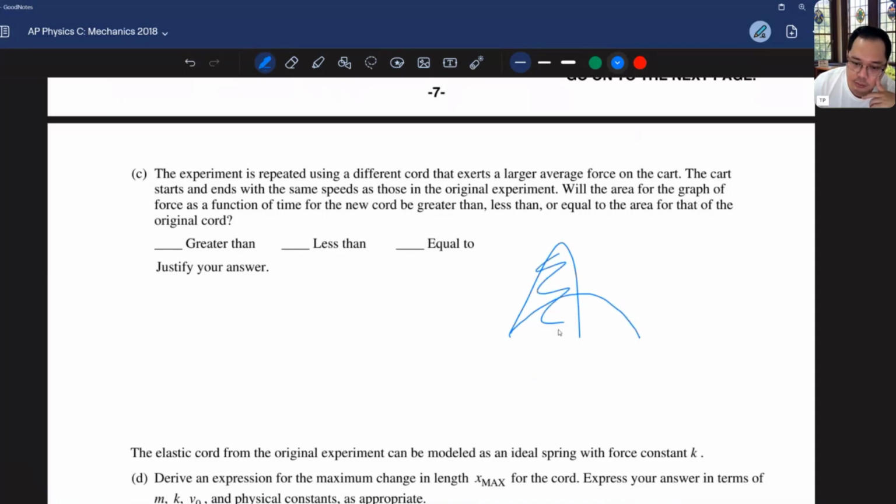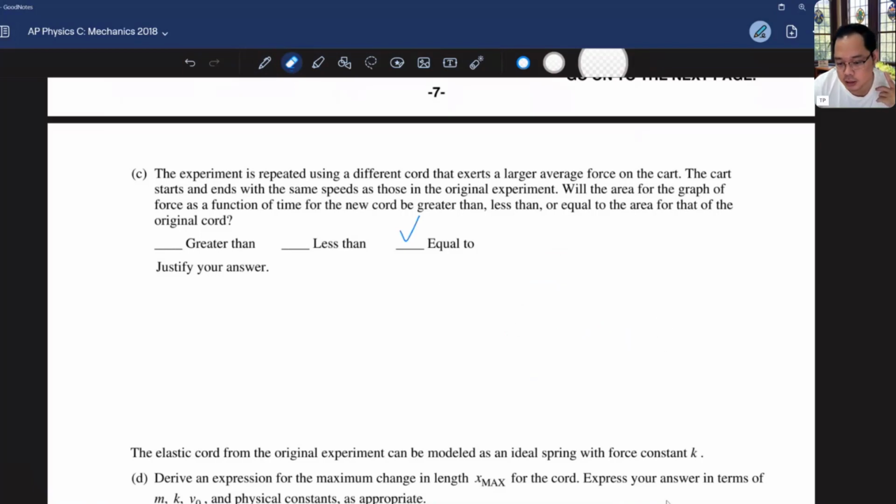Okay, this is the new one. Same area as the last one. Equal to, so this is my answer. And the justification, the explanation, check that thing.